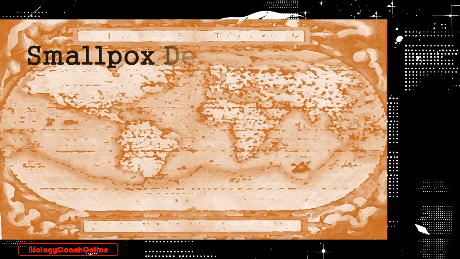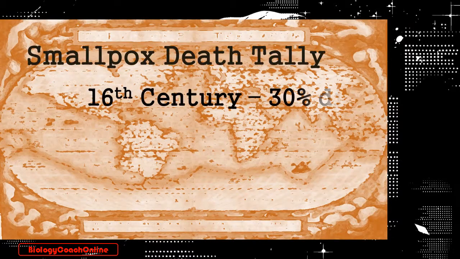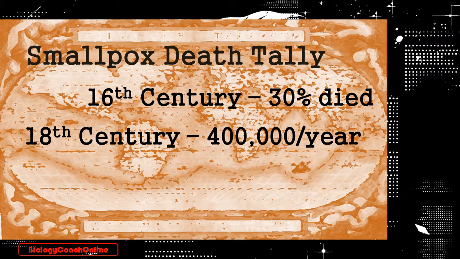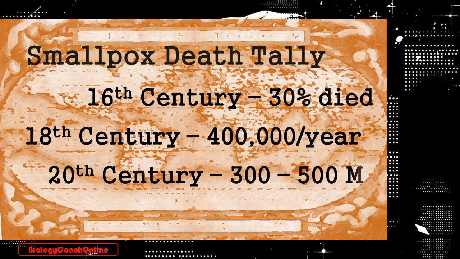By the 16th century, smallpox had become a significant cause of mortality throughout the world, killing as many as 30% of those infected. And by the end of the 18th century, as many as 400,000 Europeans died from the disease annually. Officials have estimated that smallpox is responsible for between 300 and 500 million deaths during the 20th century alone.